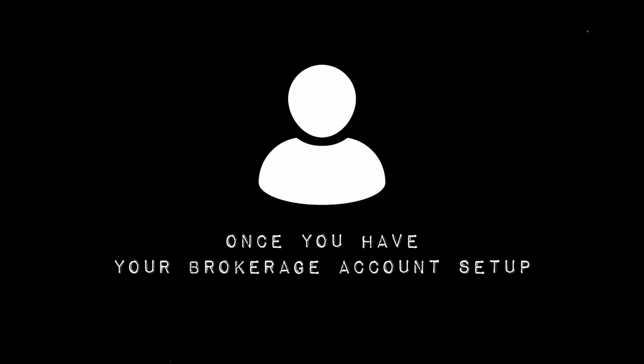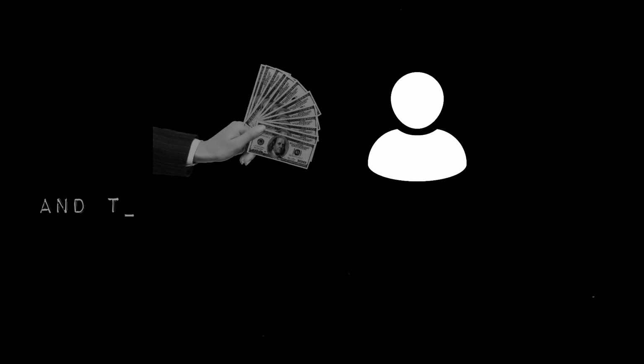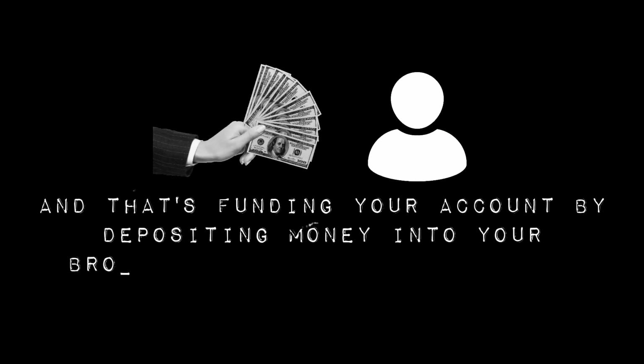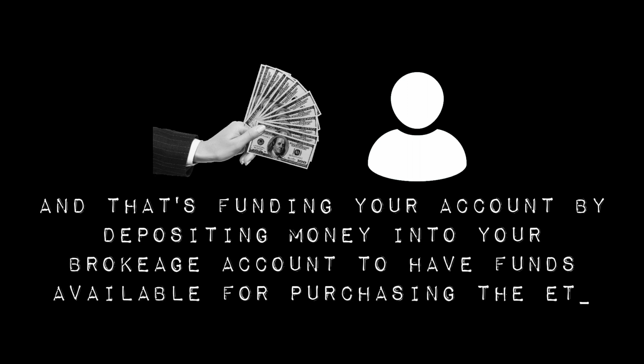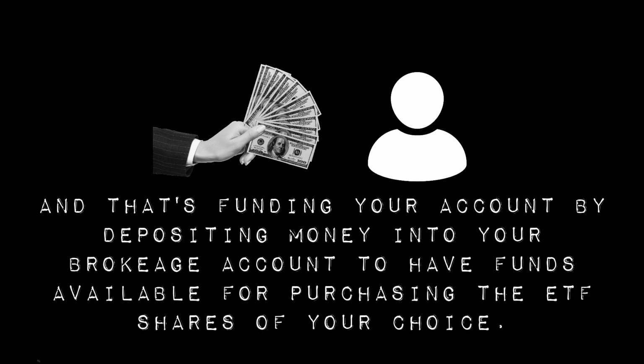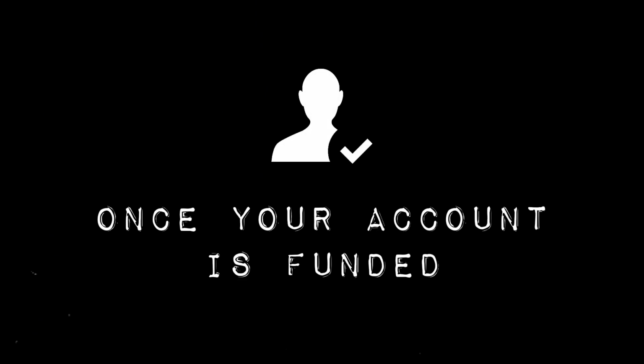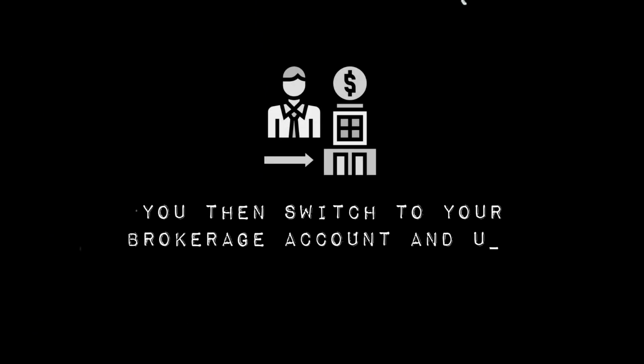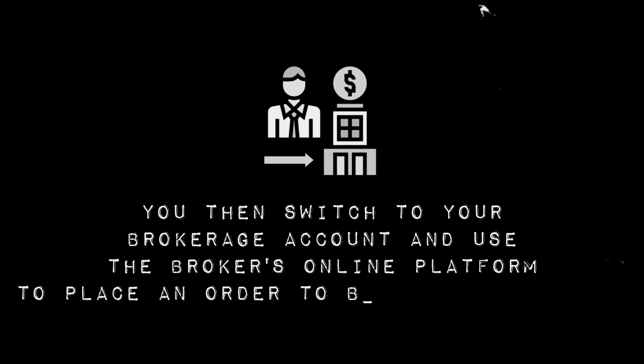Once you have your brokerage account set up, the next step is funding your account by depositing money into your brokerage account to have funds available for purchasing the ETF shares of your choice. And this is simply transferring money from your everyday bank account into your brokerage account. Once your account is funded, you then switch to your brokerage account and use the broker's online platform to place an order to buy the chosen ETF. Specify the number of shares you want to purchase and submit the order.